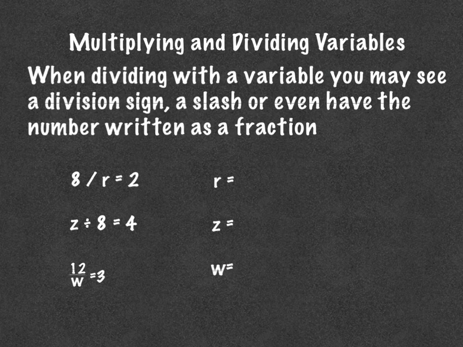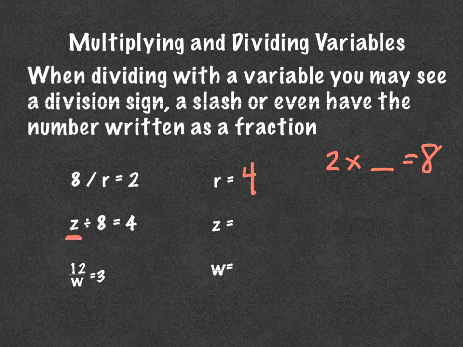Okay, now with division, when you're dividing with a variable, you might see a division sign, you might see a slash, or you might see a number written as a fraction. Whether it's a slash, a division sign, or a fraction, all of these are going to mean dividing. In this case up here, we have 8 divided by r equals 2. You can also think 2 times what equals 8. So you can think fact families here. 2 times what equals 8? 2 times 4 equals 8.